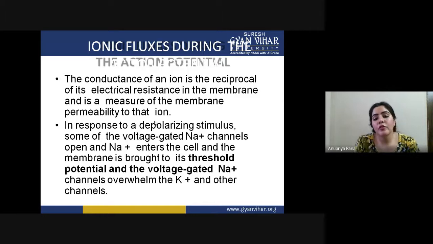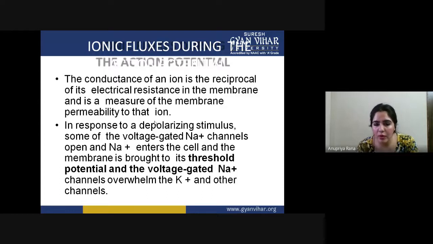In response to a depolarizing stimulus, some of the voltage-gated sodium channels open and sodium enters the cell, and the membrane is brought to the threshold potential, and the voltage-gated sodium channels are overwhelmed with the potential and other channels. So basically, numerous types of channels will form inside the membrane in response to a depolarizing stimulus.